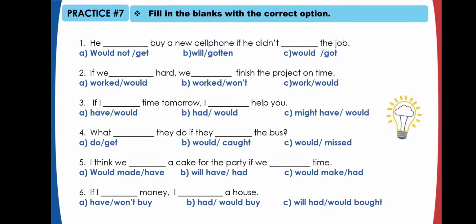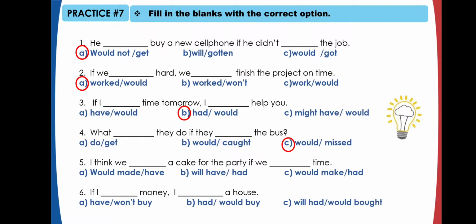Number 1, he bought a new cell phone if he didn't get the job. So here the option is letter A. Okay? Number 2, if we finish the project on time. The option here is letter A. Number 3, if I have time tomorrow, I help you. Option letter B. Number 4, what would they do if they missed the bus. That is option letter C.